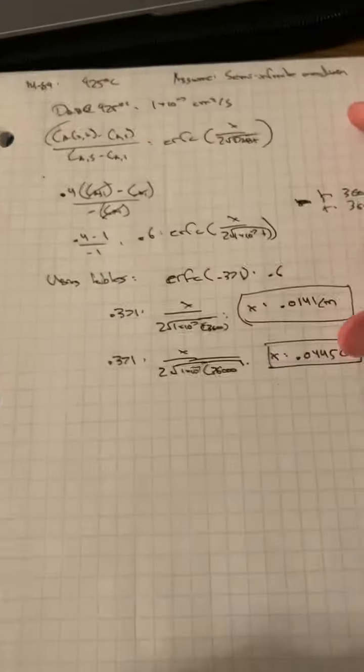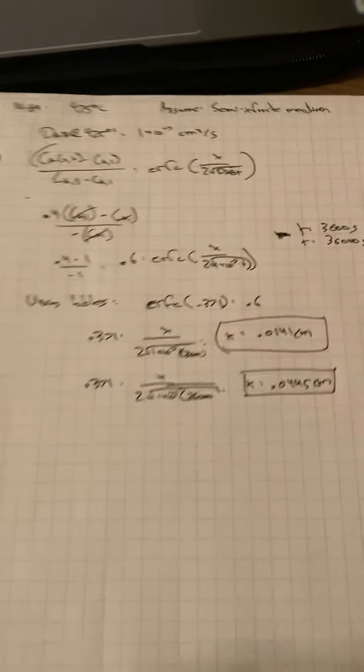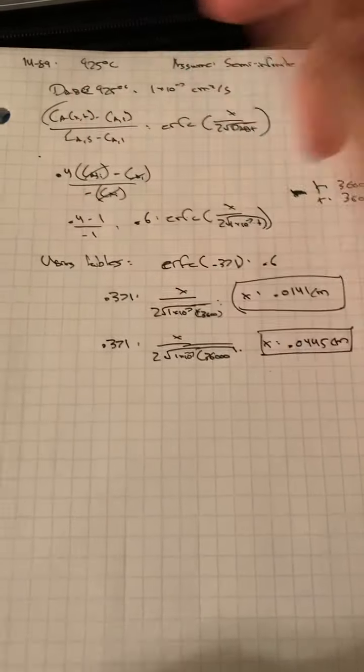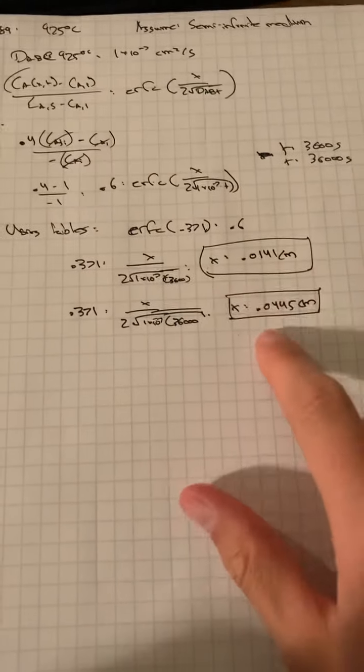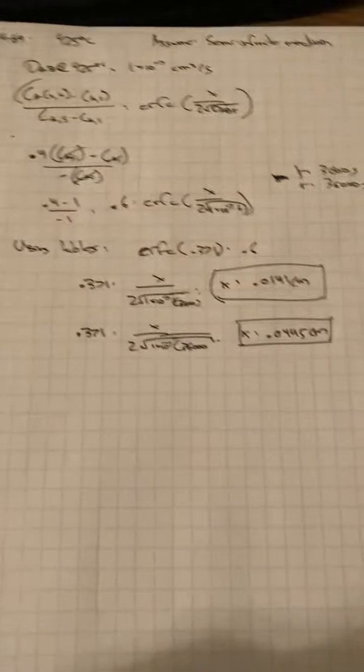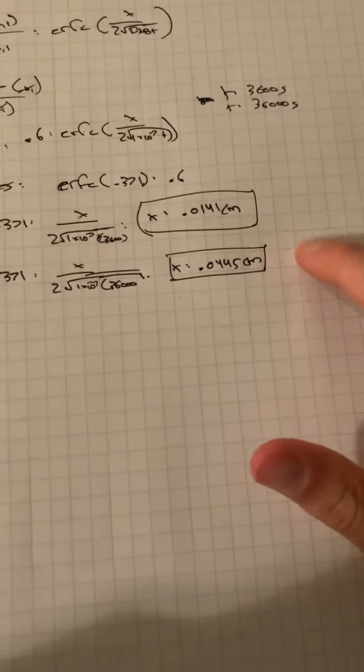And then finally we had one question about the diffusion of carbon in steel with a given binary diffusion coefficient, and we just had to find the depths at which 40% of the original concentration will remain, and these are those two values.